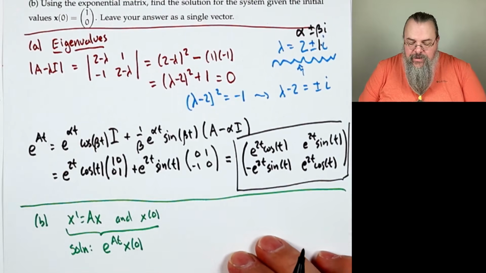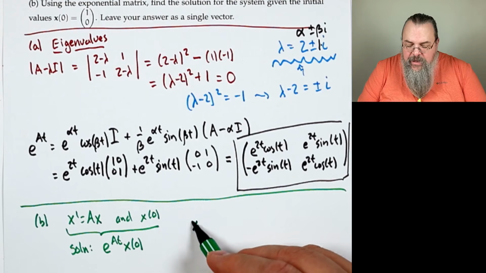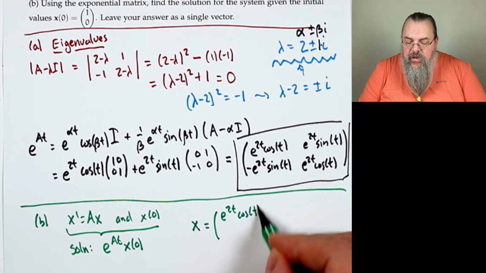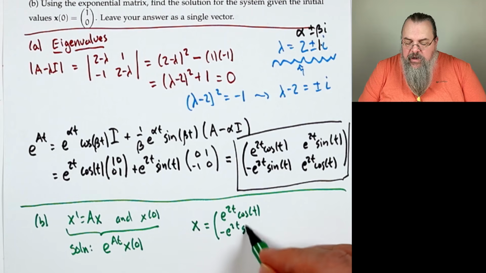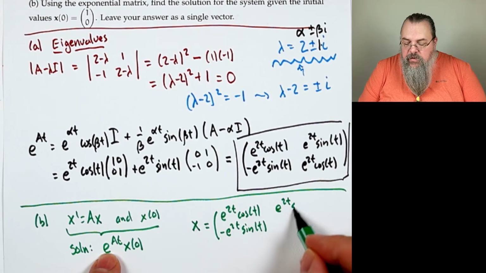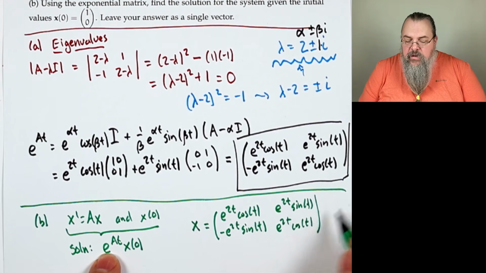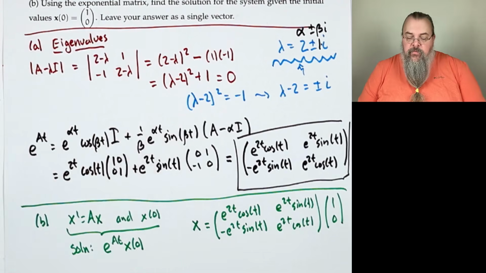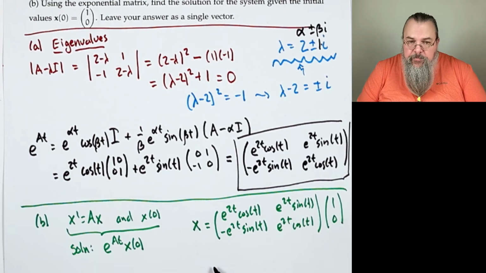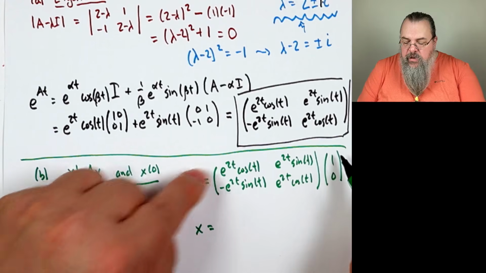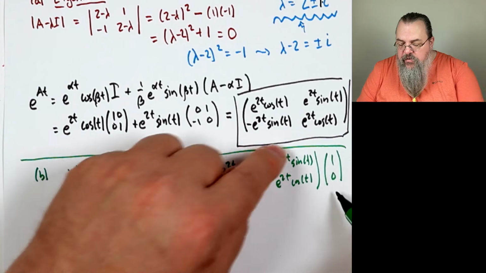It's 1, 0. So our answer, x, looks like e to the 2t cosine t, minus e to the 2t sine of t, e to the 2t sine of t, e to the 2t cosine of t. I'm just copying down e to the at, times 1, 0. And so we multiply that out. And if we do that, well, we get x equals e to the 2t cosine t plus 0.